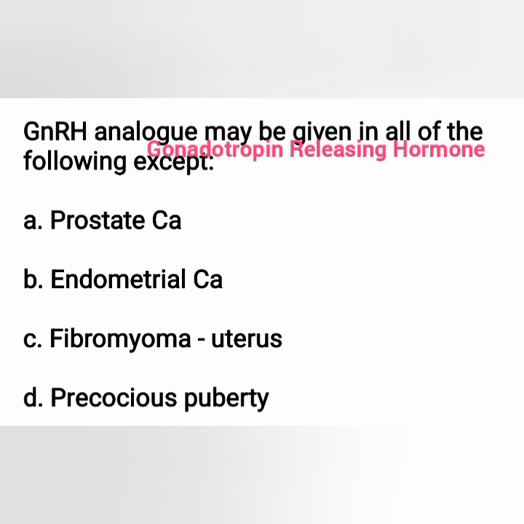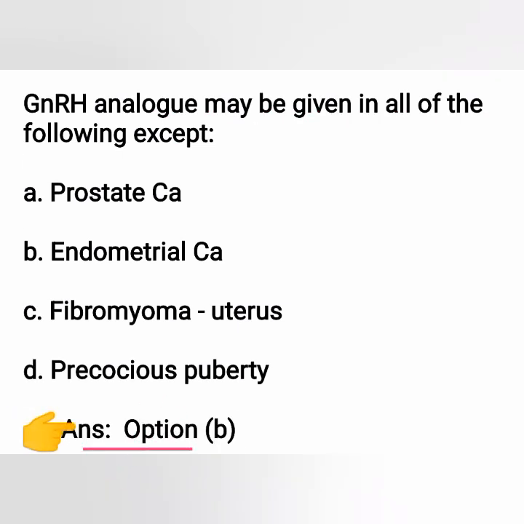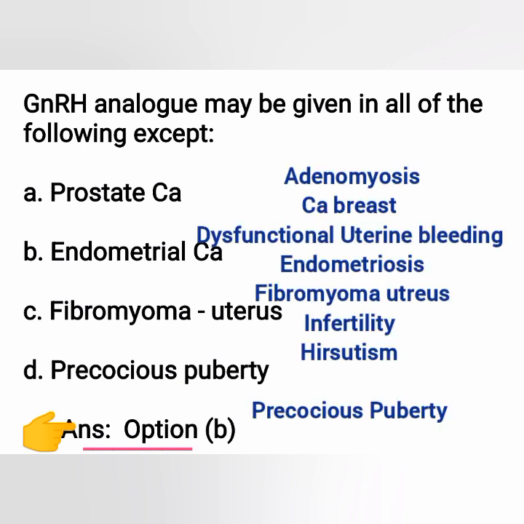GnRH analog may be given in all of the following except. Options. Option A, prostate cancer. Option B, endometrial cancer. Option C, fibromyalgia uterus. Option D, precocious puberty. GnRH means gonadotropin releasing hormone. So this hormone can be given in all the cases except, is the question. The correct answer is option B, endometrial cancer.